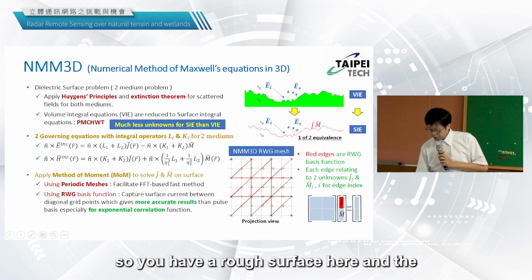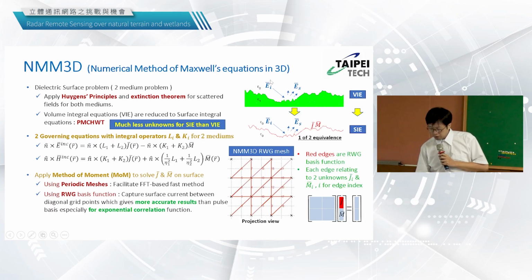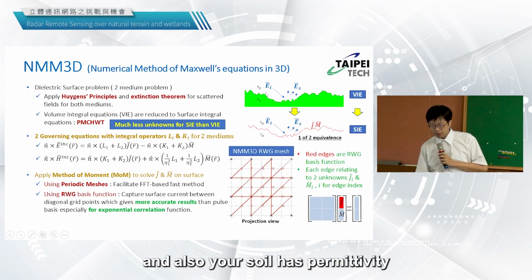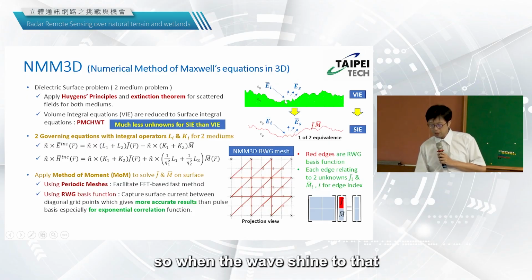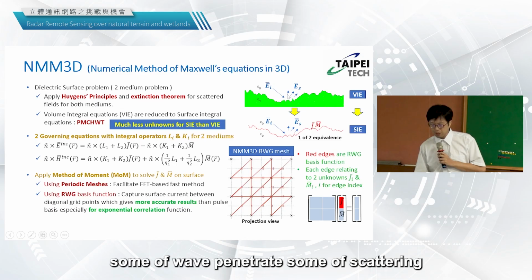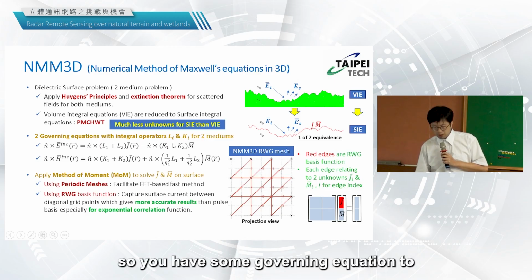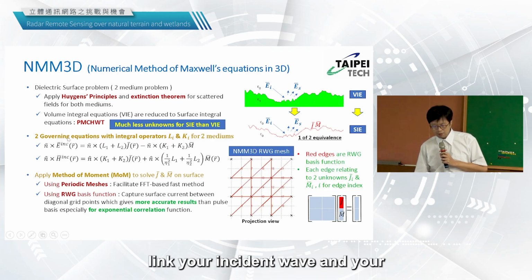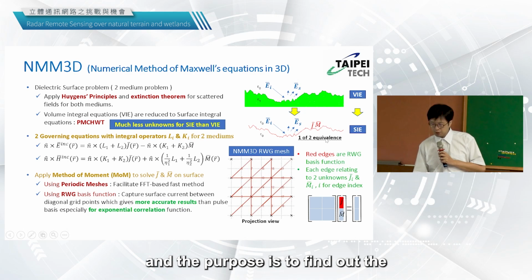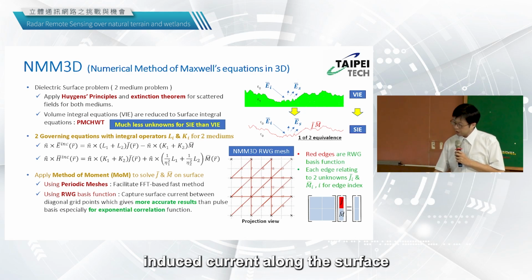So you have a rough surface here, and the air has a permittivity, and also your soil has permittivity. So when the wave shines on that, some of the wave penetrates, some is scattered. So it's a dielectric medium problem. You have a governing equation to link your incident wave and your discretized surface, and the purpose is to find the induced current along the surface.